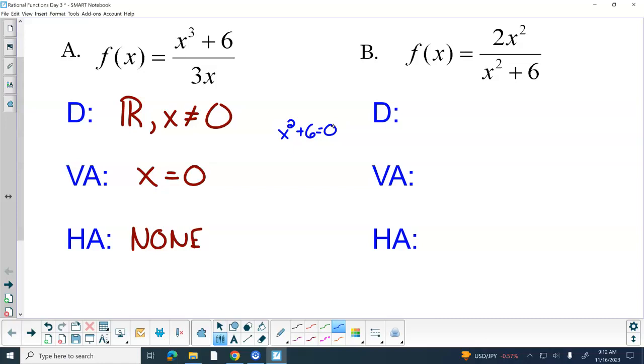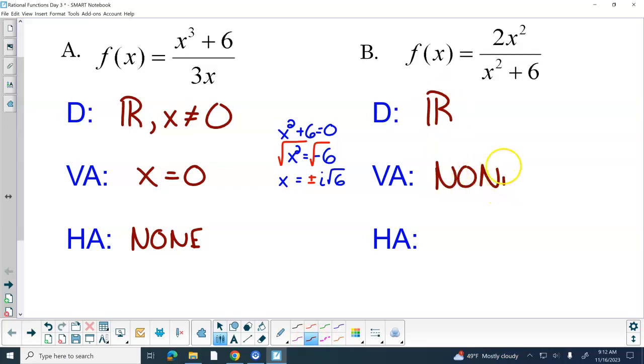X squared plus 6? Well, instead of doing it the factor way, because it's not factorable, let's do it the square root method. So then we would have x squared equals negative 6, and if I square root both sides, then I get plus or minus the square root of negative 6, which is i square root of 6, right? And that's imaginary. We're dealing with real stuff, so we can't do it. So this is just all real numbers, which means that there is no or none vertical asymptote.